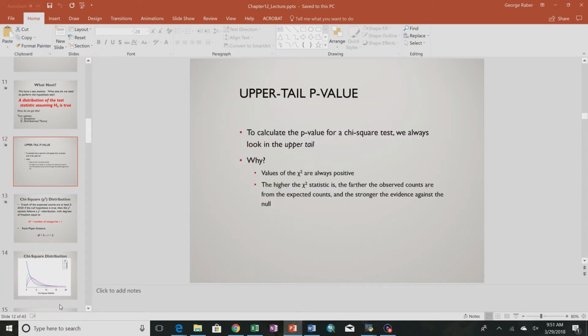We're always looking at the upper tail. We're not looking at 2 tails anymore because we've squared it, so the values are always positive. The higher this chi-square statistic is, the further the observed counts are from the expected counts, and the stronger the evidence against the null.